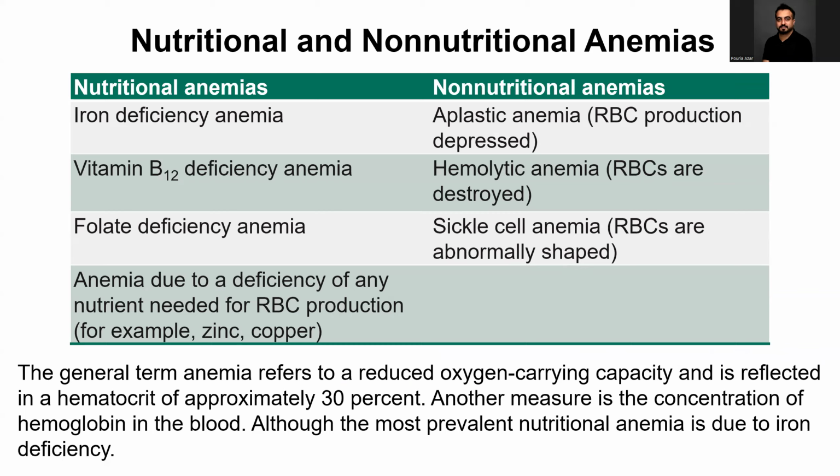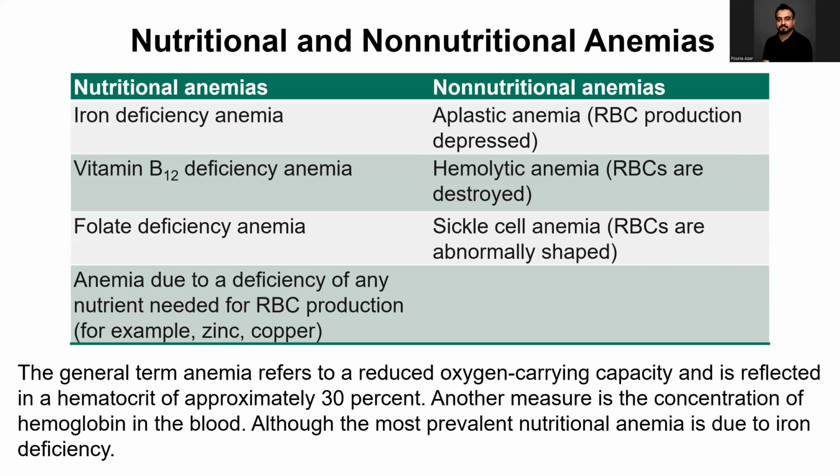There are nutritional anemias and non-nutritional anemias. The general term anemia means a reduced oxygen carrying capacity. So when we say anemia, it means reduced oxygen carrying capacity. And we can categorize anemia into two different groups: nutritional anemias and non-nutritional anemias.